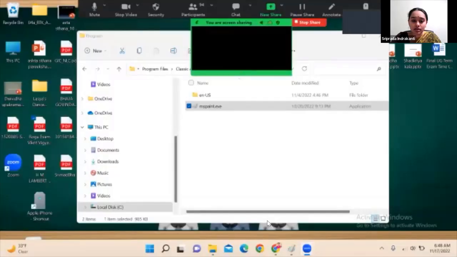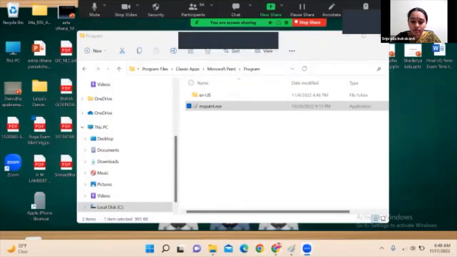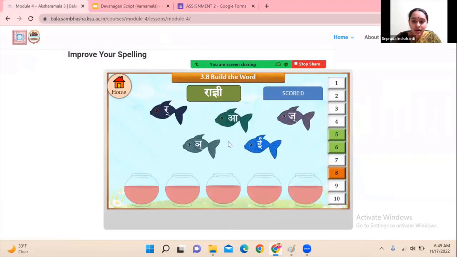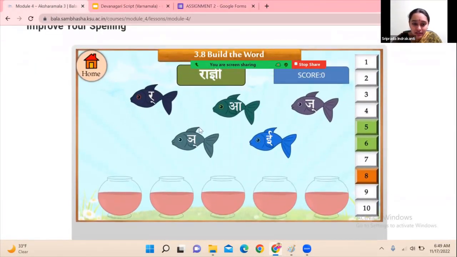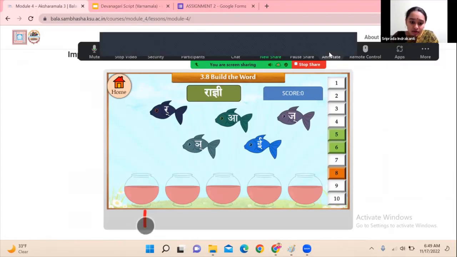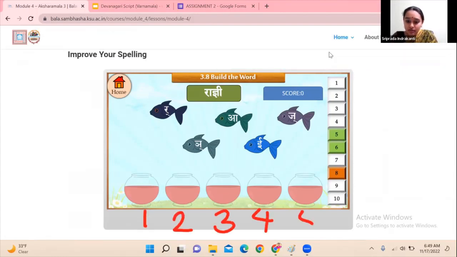Now we'll play two games. Okay, I'll just share my screen once again. So this was the one, pa plus i is pi. Half of you got it right. I just wanted to tell that. And then we have this game. Please try to figure out which is the right order. We're trying to build a word. If this is 1, 2, 3, 4, and 5.